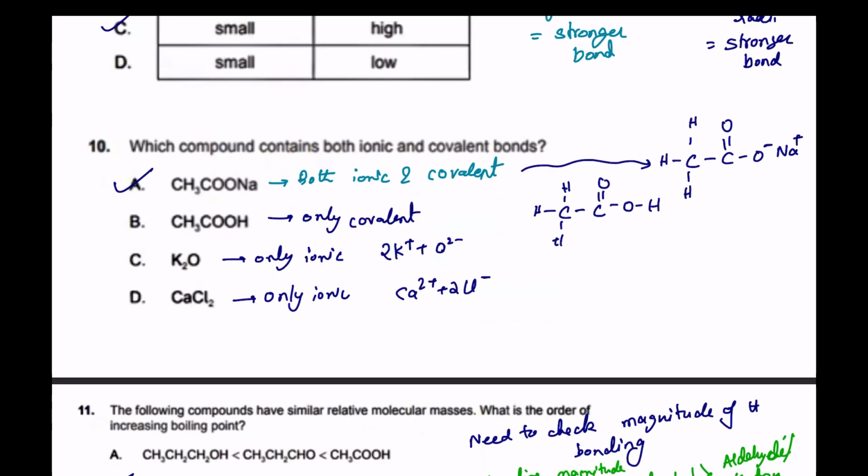Coming to question number 10. Which compound contains both ionic and covalent bonds? From the options, it's quite evident. A is the answer. In A, you have CH3COONa, which can be drawn like this.